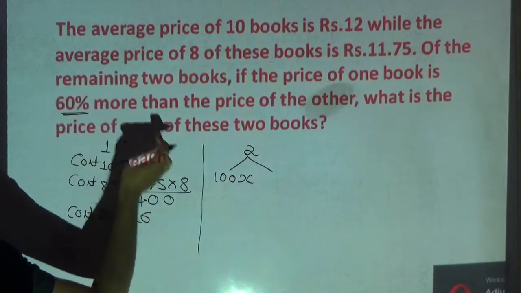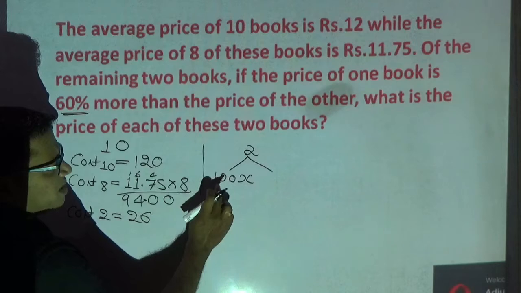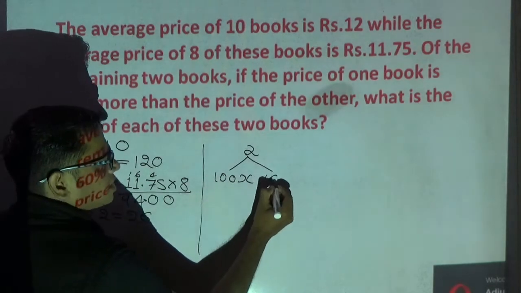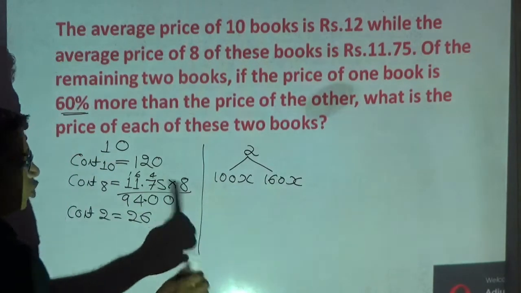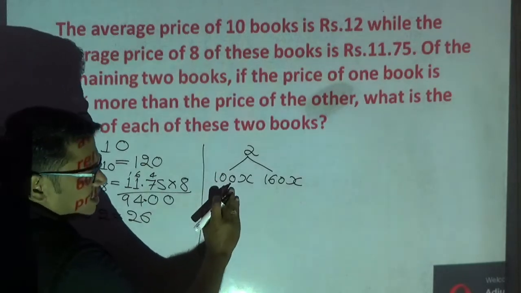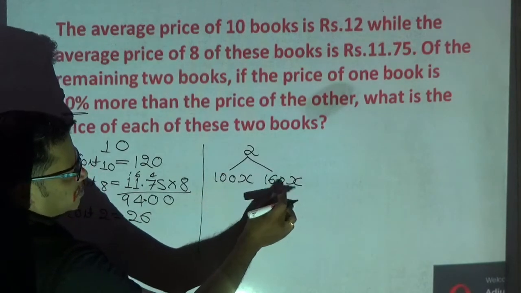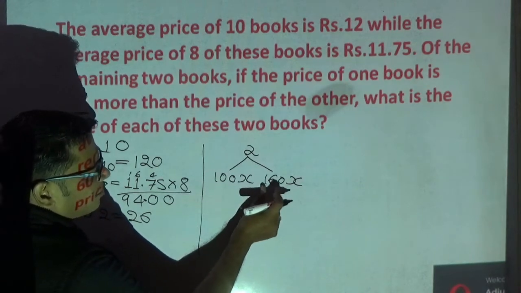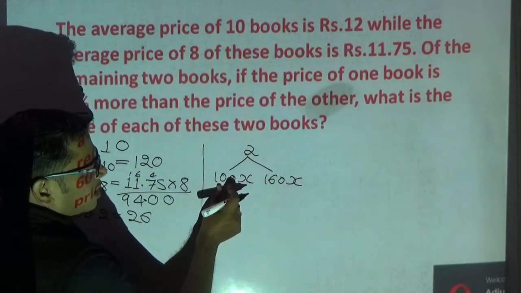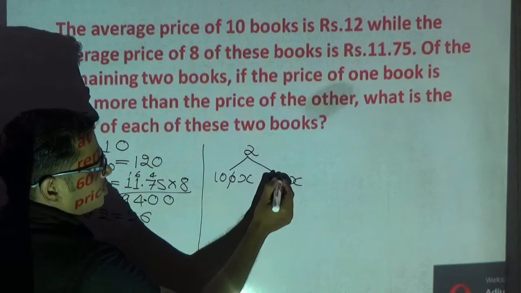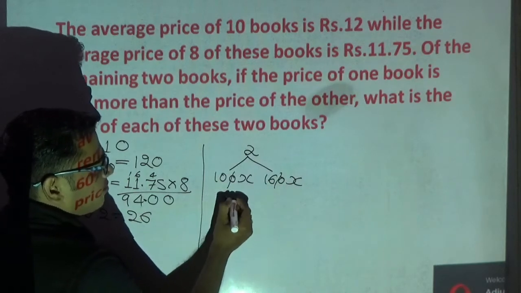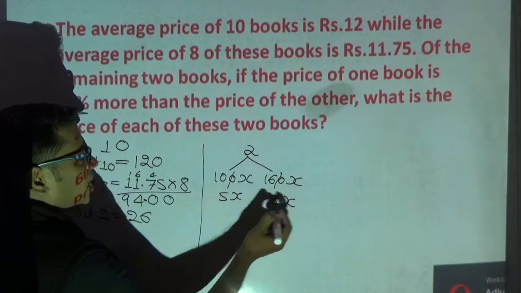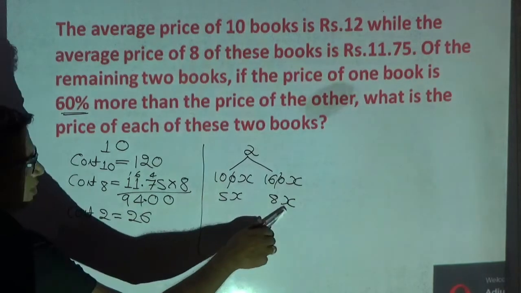Another book is 60% more than this. 60% more than 100 means what? 160x. There are 2 books. One book is 100x, another book is 160x, because it is 60% more. Why did I take 100? Because straight away I can tell 160, because percentage means 100. Now we can simplify. 20 can cancel. 5 20s are 100, 8 20s are 160. So one book is 5x, another book is 8x.